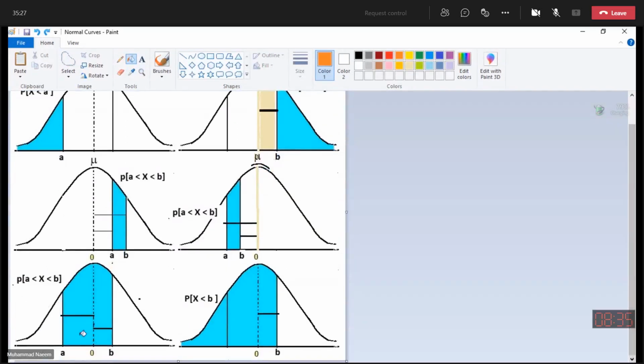What about this area? We need this area. So what will we do? First of all, we will convert these points in terms of z, and we will use these z points in the table. The table will provide us the areas from center to this point and from center to this point. As we need this total area, we will add these tabulated areas to find our required probability.